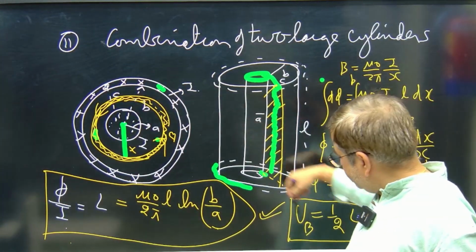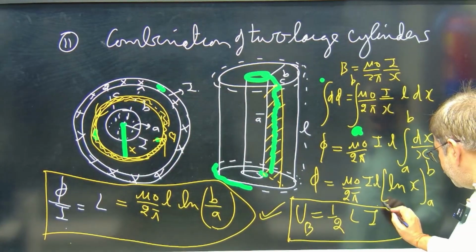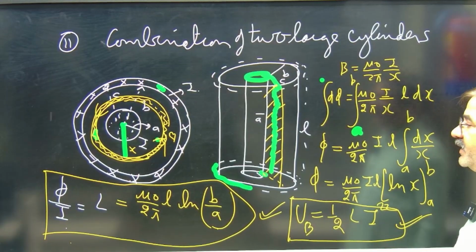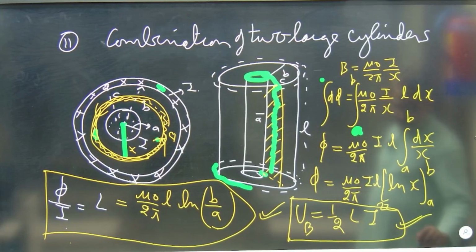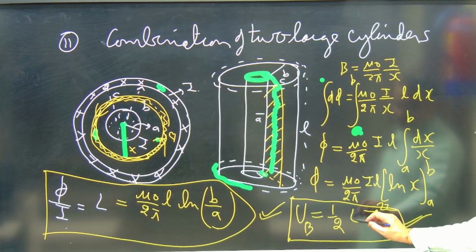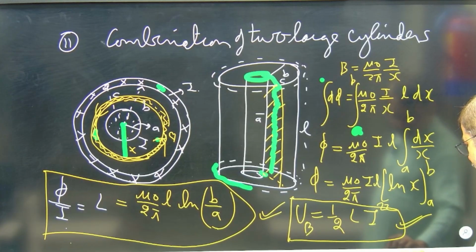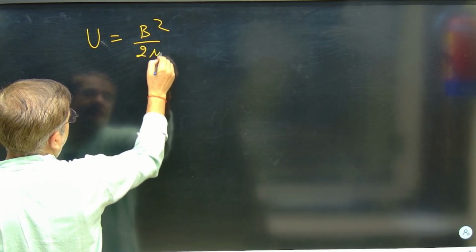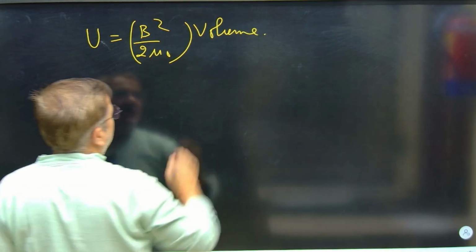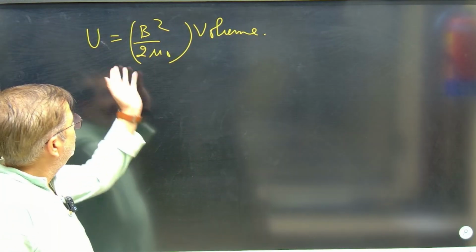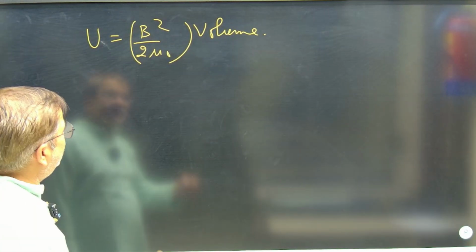Correct? So this magnetic energy, I can easily find. This value is half L I square, and the value I am getting is mu naught L over 2 pi ln B by A. This value, half L I square, I can also get by a second method. The second method is: this energy is also equal to B square by 2 mu naught into volume.